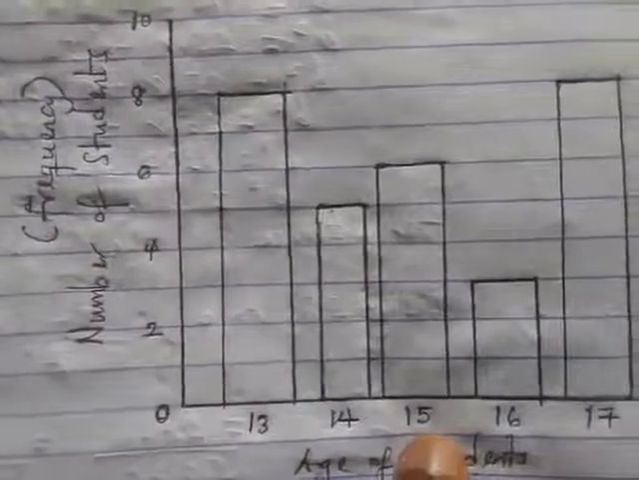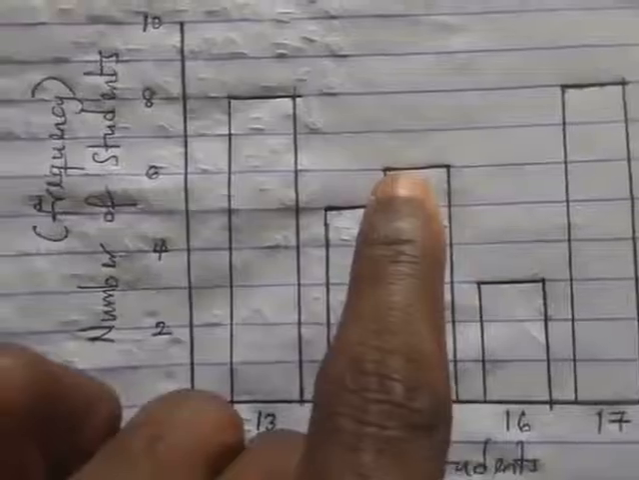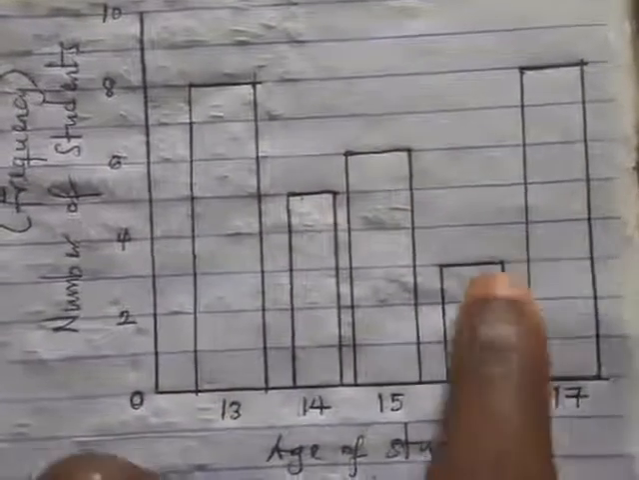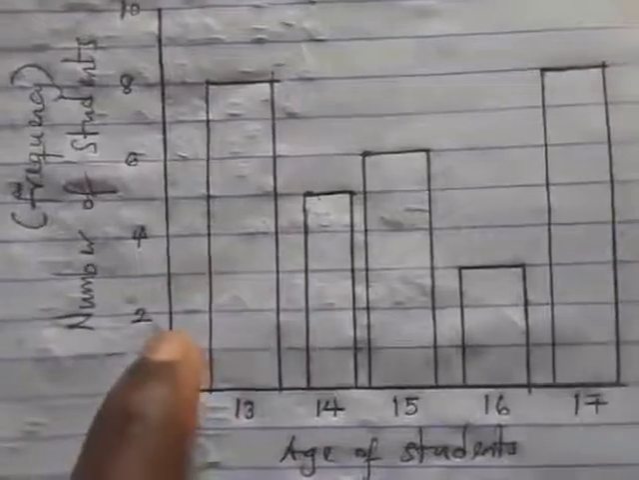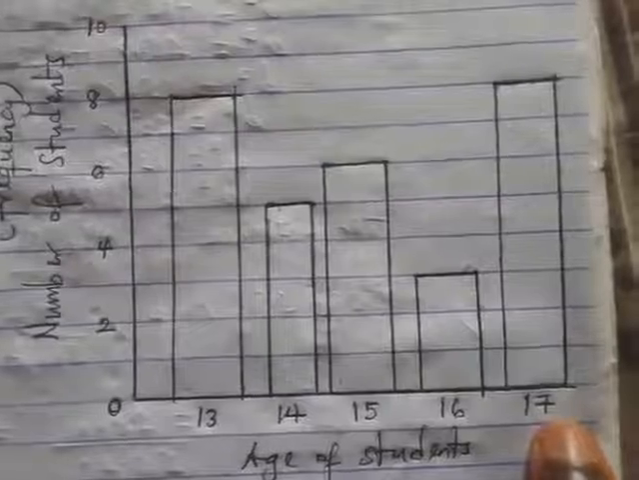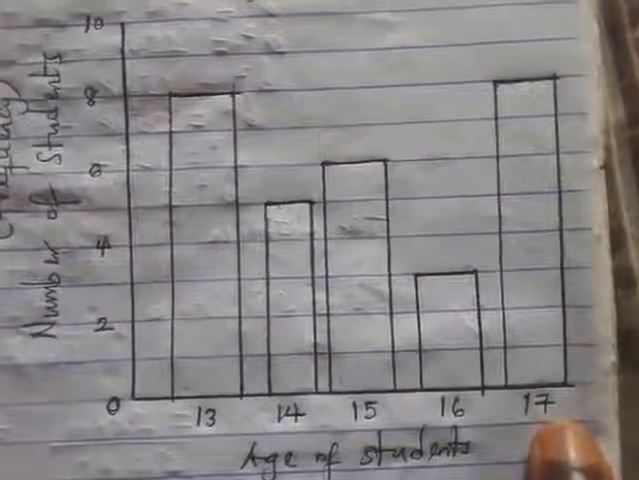How many students are 15 years born in April? 6. How many students are 16 years born in April? 3. In the middle of 2 and 4. How many students are 17 years born in April? 8. You can see the bar chart is up to 8.